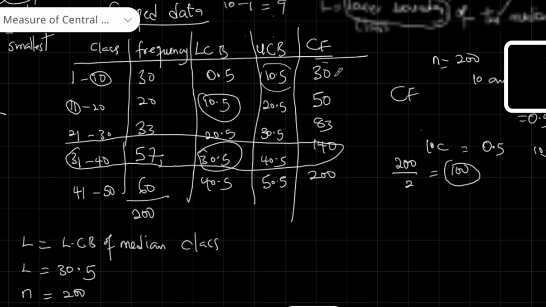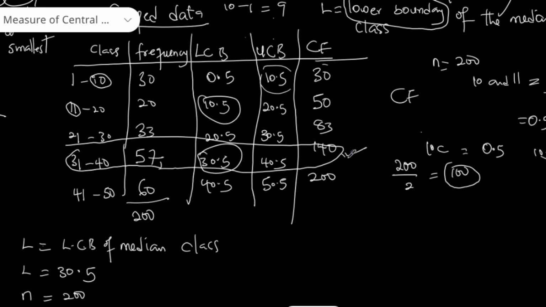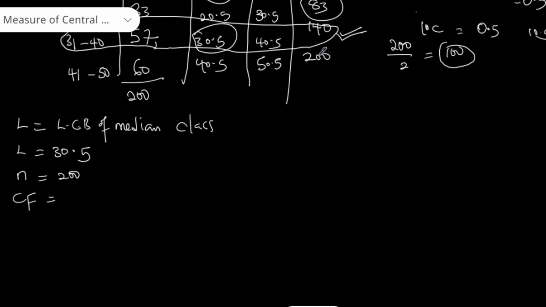The cumulative frequency before the median class. So this is the median class. The cumulative frequency before the median class is 83. So our CF is equal to 83. Now, small letter f, which is the frequency of the median class, is 57. Now, our class size, which is C, is equal to 9, like we got. That is, we subtracted lower class from upper class: 50 minus 41 is 9. So we've gotten all parameters in our median.